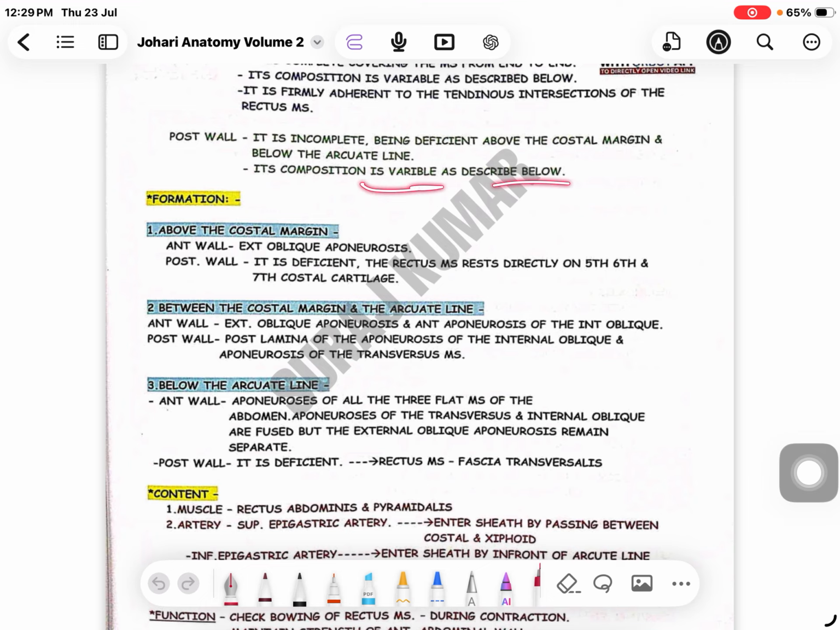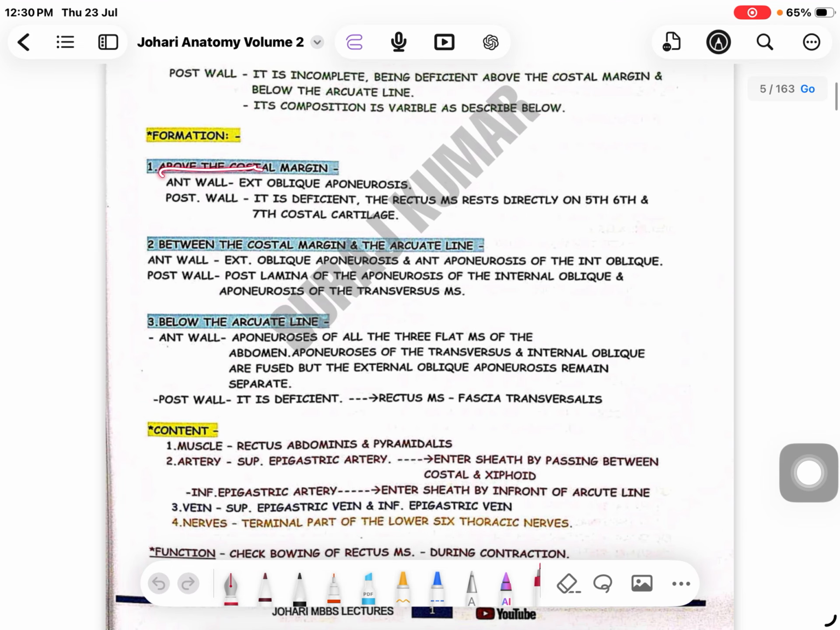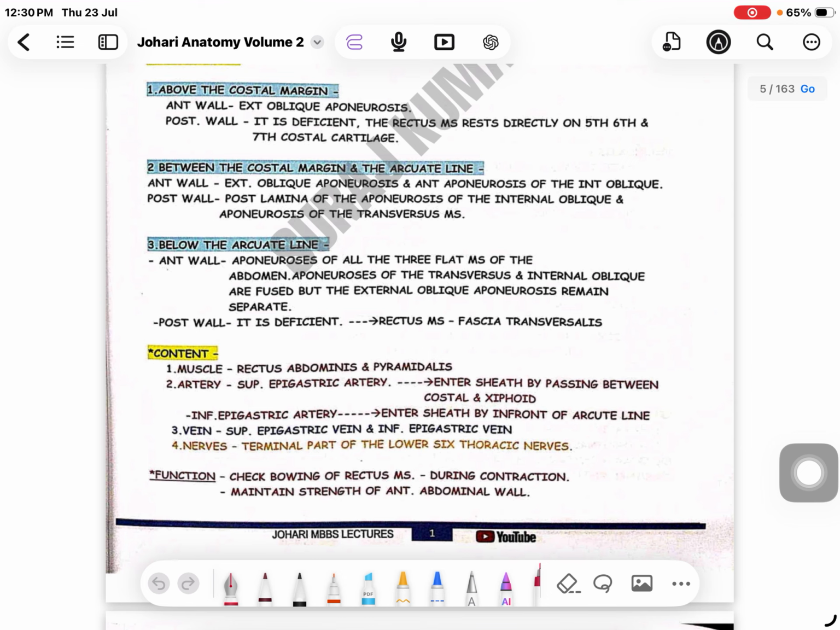Composition is variable as described below. We have seen that above the costal margin, the anterior wall is formed by the external oblique aponeurosis, and the posterior wall is deficient. It rests directly on the 5th, 6th and 7th rib costal cartilages. Between them we have the external oblique aponeurosis and the anterior aponeurosis of the internal oblique.